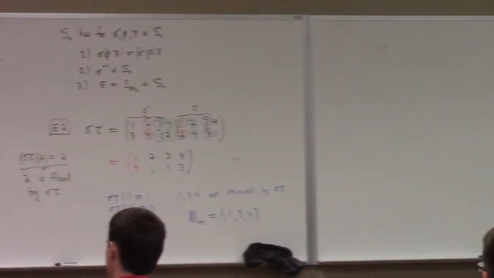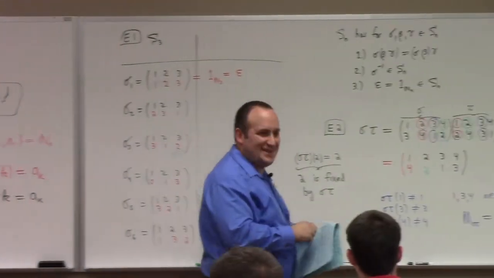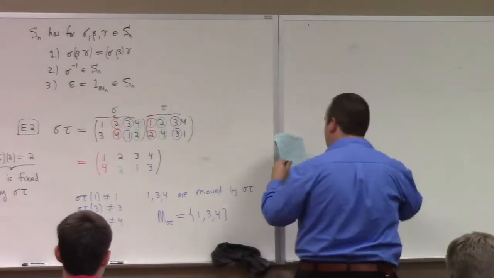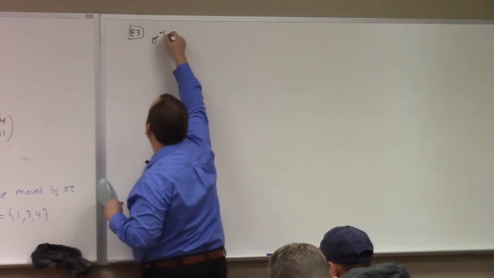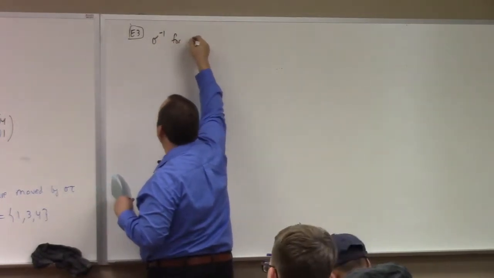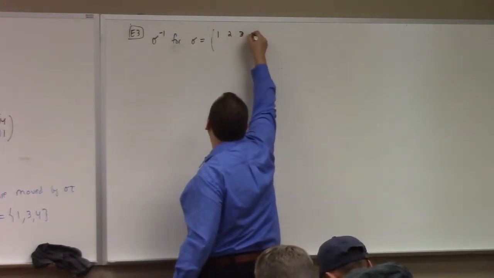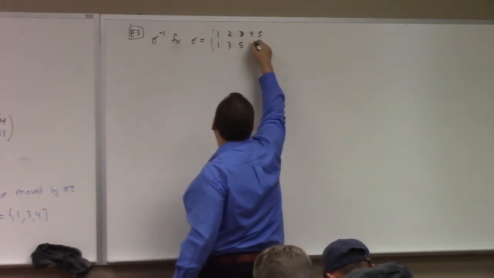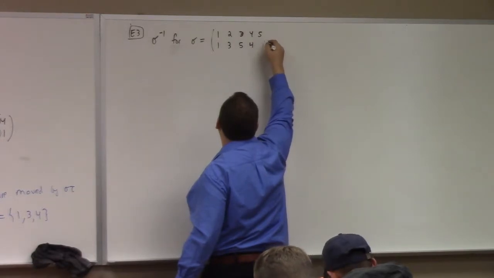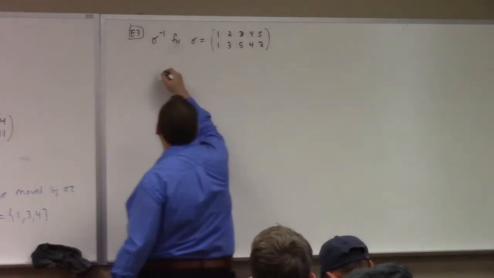How do you find the inverse in array notation? You just go up. So it's kind of silly. If we wanted to find sigma inverse, let me make another one up. 1, 2, 3, 4, 5, and suppose 1 goes to 1, 2 goes to 3, 3 goes to 5, 4 goes to 4, and 5 goes to, I guess it better go to 2, otherwise I'm in trouble, huh? Then what's sigma inverse?